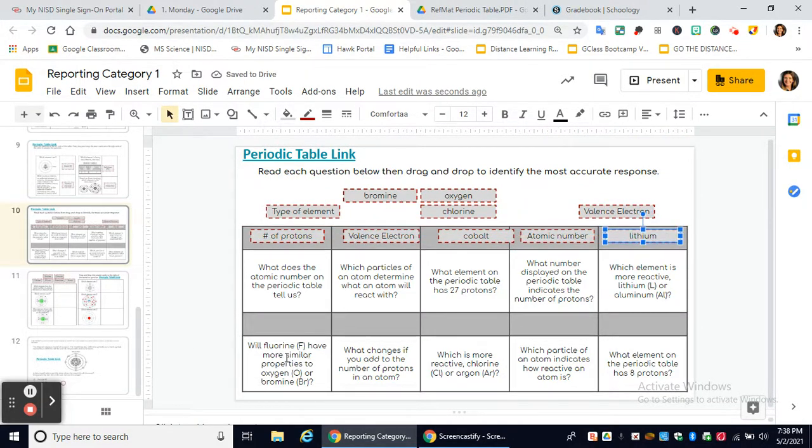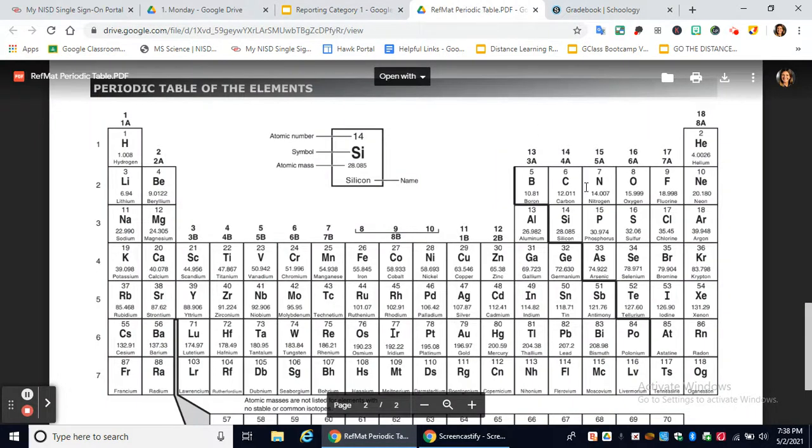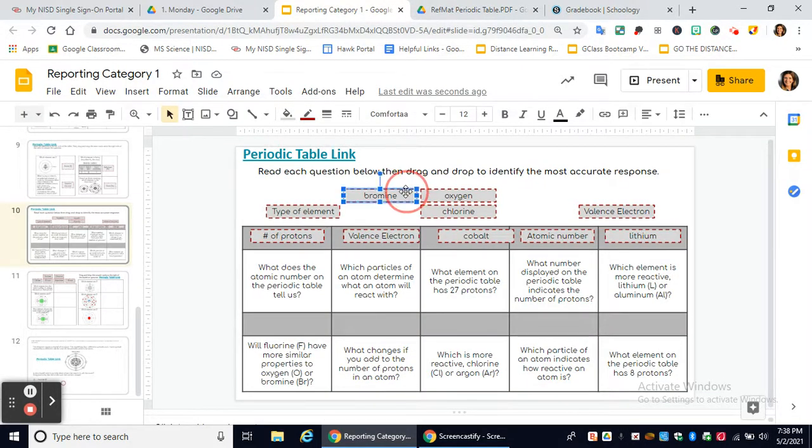Will fluorine have more similar properties to oxygen or to bromine? So fluorine is going to be similar to what element? So we want to find fluorine, and fluorine is going to be similar to bromine because bromine is in the same group. So that means they both have 7 valence electrons in that outer shell. So I'm going to say bromine. Fluorine is more similar to bromine. So they're in the same group with the same number of valence electrons.